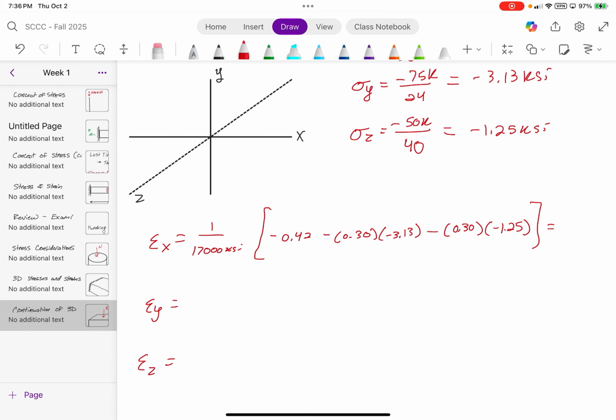I'll write this down. Right, so you guys got this, or some of you did, others not so much. What did you guys get for the strain? 5.26 times 10 to the negative fifth, or 5.27.